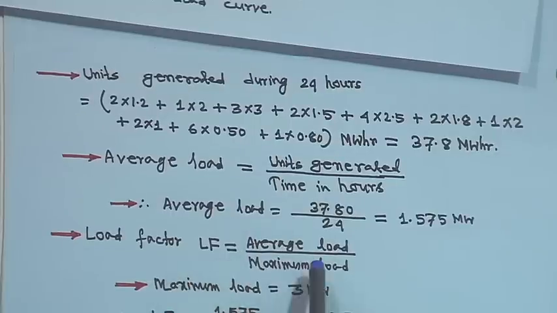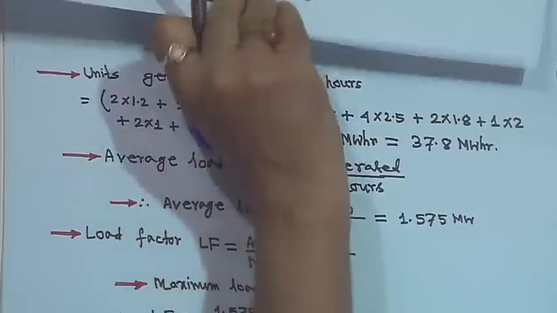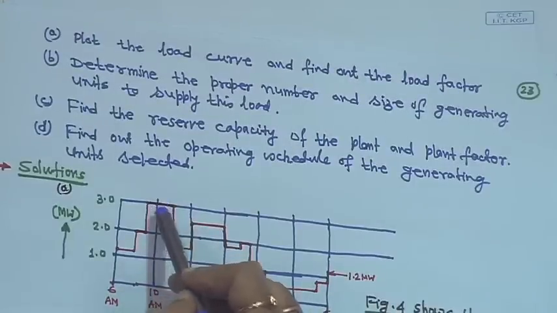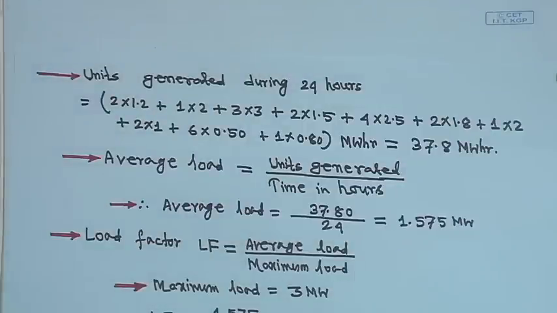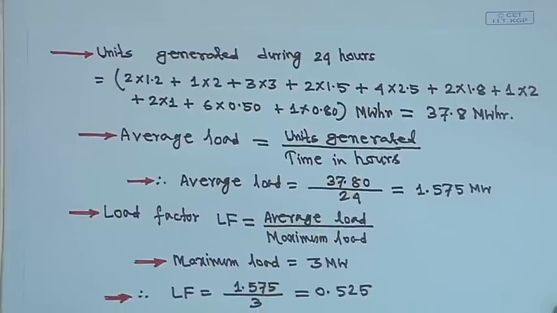And load factor, LF, is equal to average load by maximum load. Maximum load is 3 megawatt. So load factor is equal to 1.575 upon 3, that is equal to 0.525. So this is the load factor.